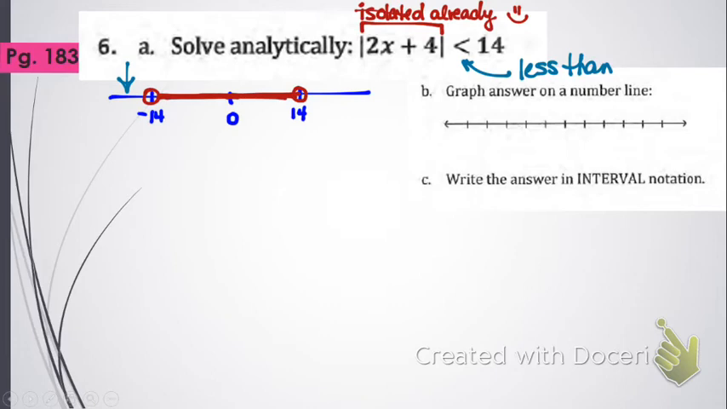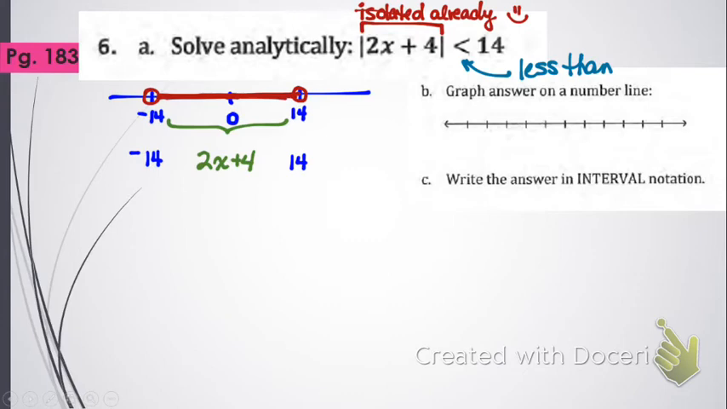Do I need a union on this one? No, because it's shaded in between. That means I'm not going to have 2 inequalities, only one. Negative 14 is the smallest. Positive 14 is the biggest. In between here is where my absolute value, 2x plus 4, lives. So now we have to do minus 4 from 2x plus 4. Help me set up my inequalities.